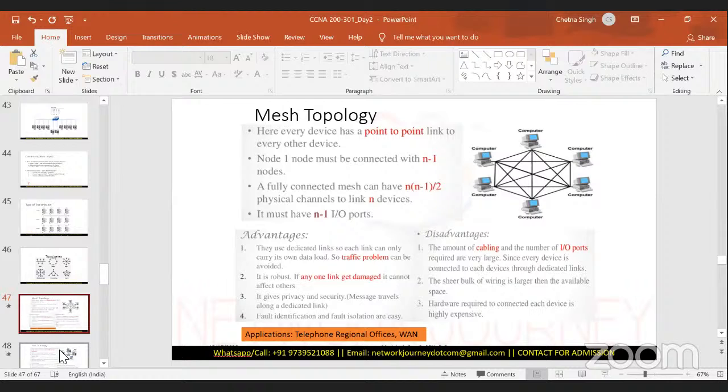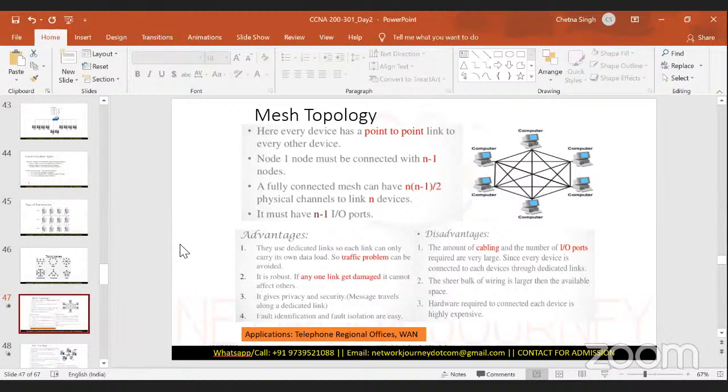Fault identification and isolation is quite easy, because we can say which PC or which connection has gone down or which connection has come up. We can talk about it very precisely with the mesh topology. The disadvantage, as I said, is the amount of cabling and the number of input output ports required for this topology. The sheer bulk of the cables will take quite a lot of space, and the hardware required to connect each and every device is really very expensive.